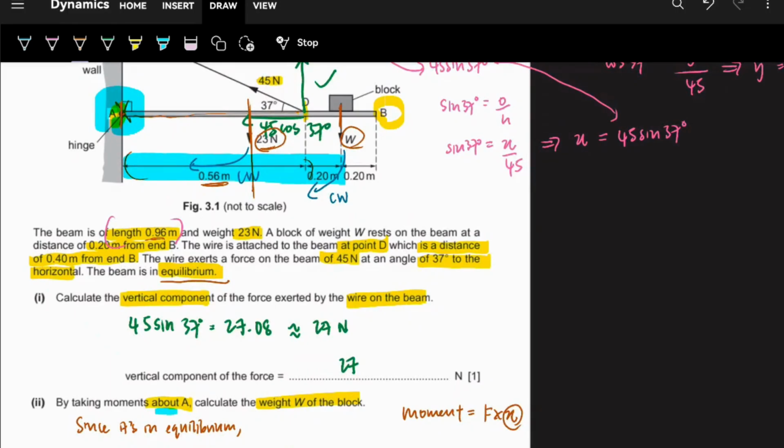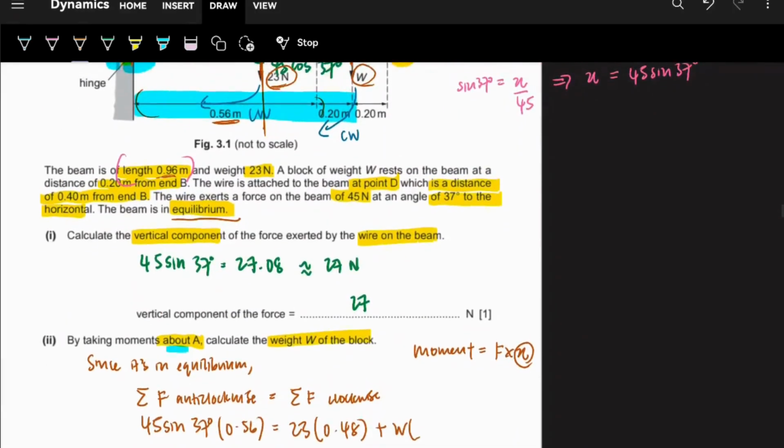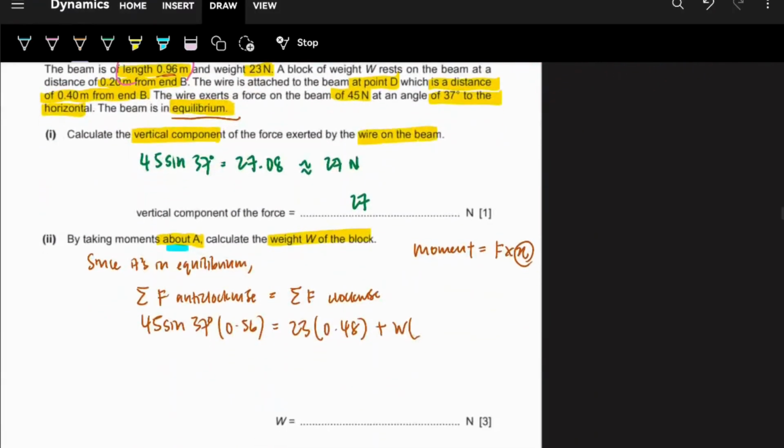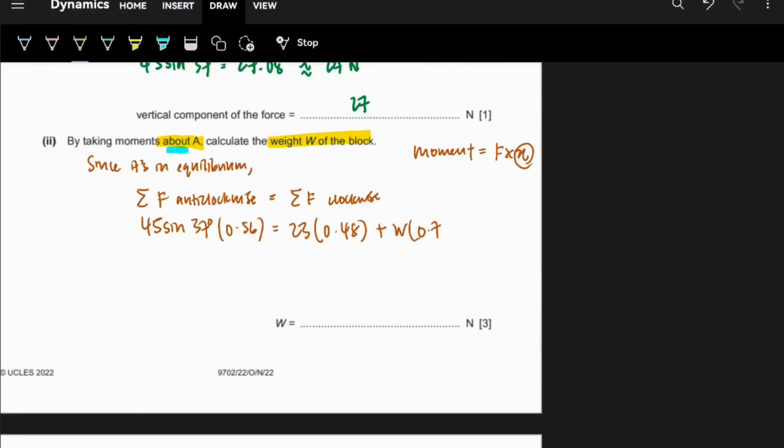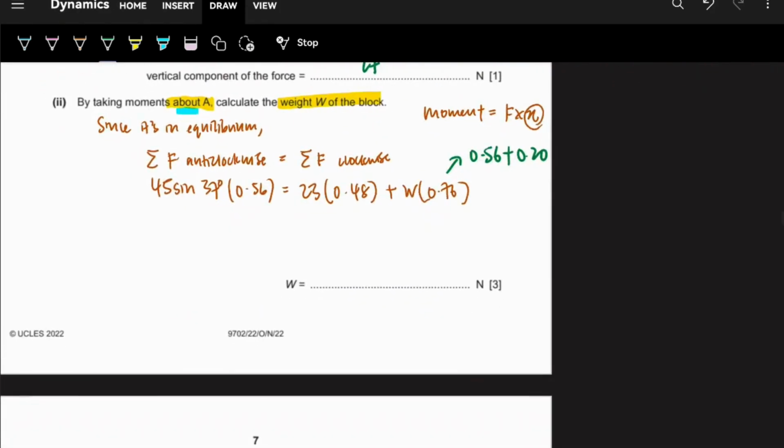The perpendicular distance is 0.56 plus 0.2. So we can straight type out 0.56 plus 0.2. It gives you 0.76. I'll write a side note here. This is 0.56 plus 0.2 so that you know where I got the value. Okay, now let's calculate. 45 sine 37 times 0.56.